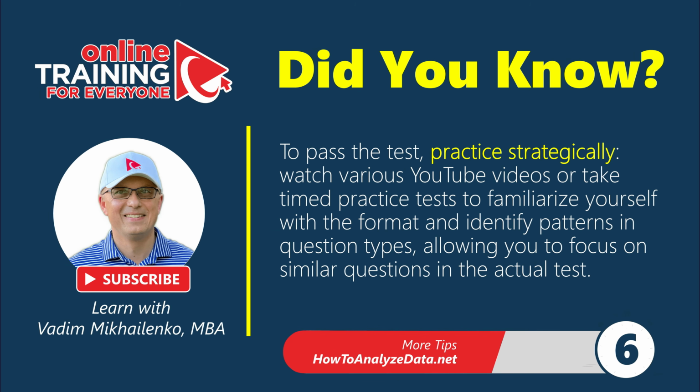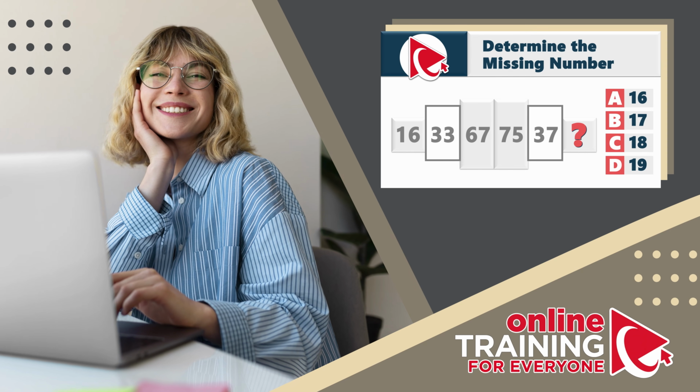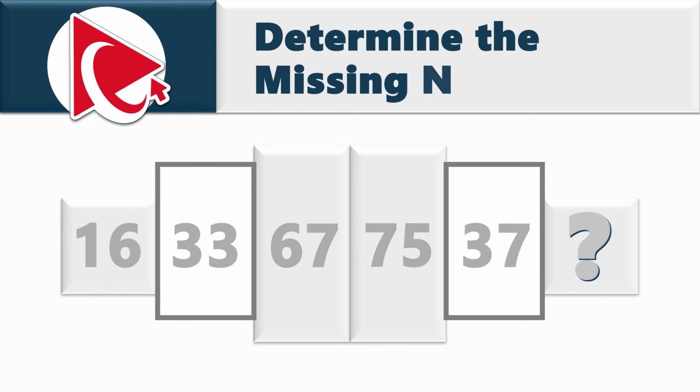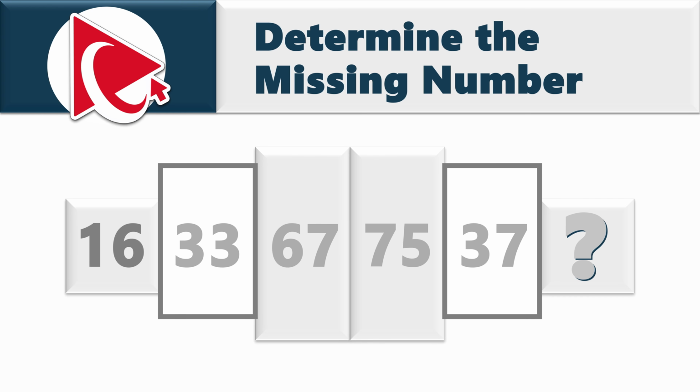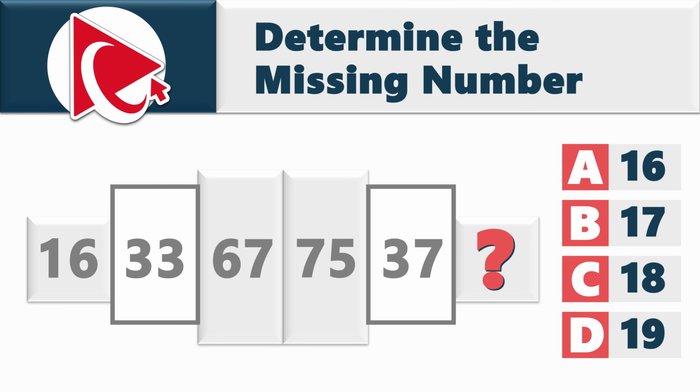When you solve this question on your own, or at least get close to the answer by trying to do it, you will take your cognitive skills to the next level. You're presented with the series of numbers 16, 33, 67, 75, 37, and then comes the missing number, which you need to calculate and select out of 4 possible choices. Choice A, 16, choice B, 17, choice C, 18, and choice D, 19.